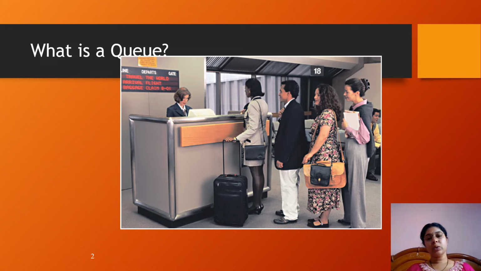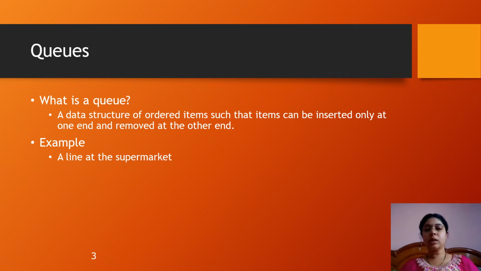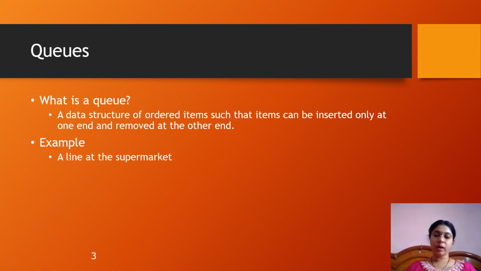Why is this a queue data structure? Because in that structure we all adjust back to back, meaning first, second, third and fourth, in that manner. So it is a queue data structure. Now what is a queue? A queue is a data structure of ordered items, in which we can insert items only at one end and remove them at the other end.